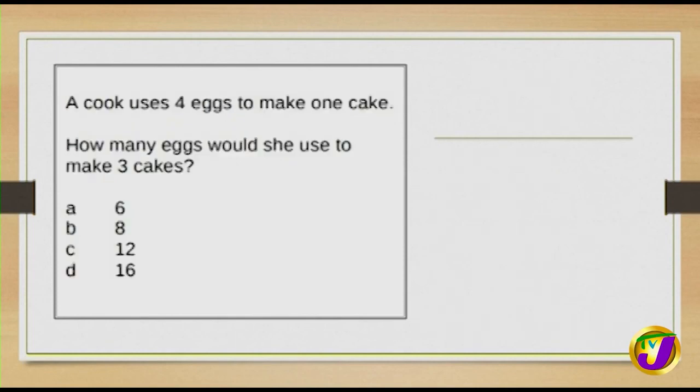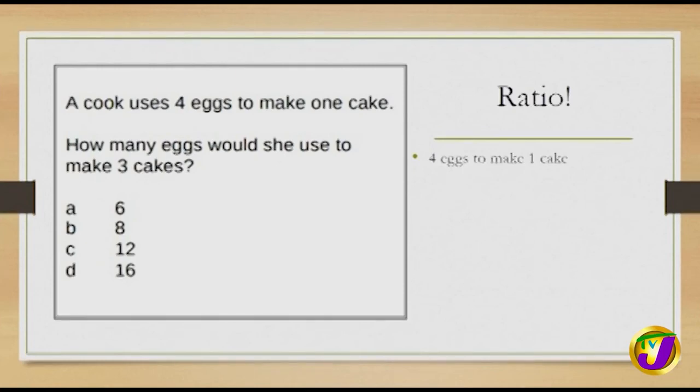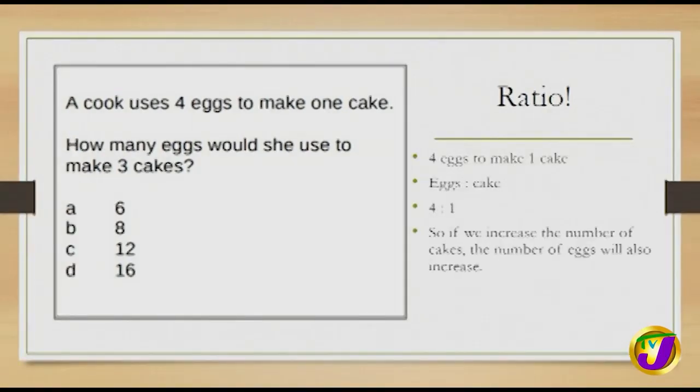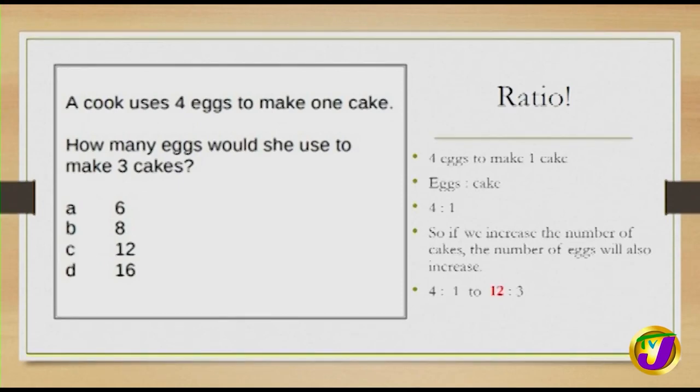Awesome. A cook uses 4 eggs to make 1 cake. How many eggs would she use to make 3 cakes? All right, so we're still at ratio. 4 eggs to make a cake. Let's write that. It's an eggs to cakes ratio, and that's 4 to 1. If we increase the number of cakes, the number of eggs will also increase. We have 3 cakes, so we multiply 1 by 3 to get 3 cakes. We also must multiply 4 by 3, which gives us 12 eggs. So 12 eggs will be needed to make 3 cakes.